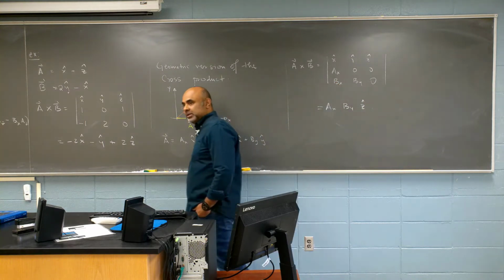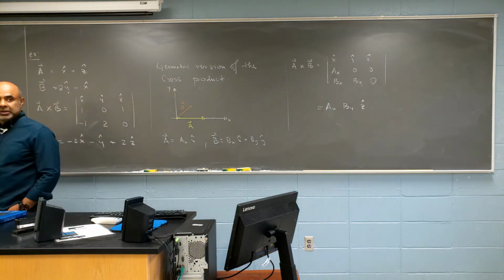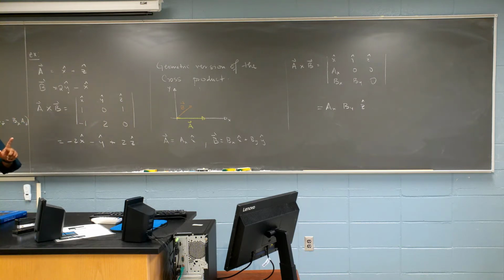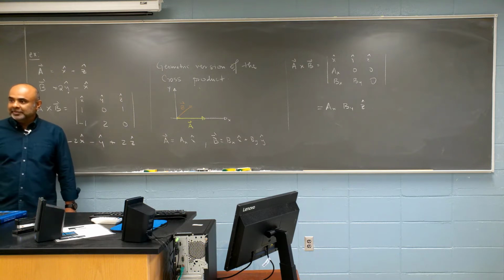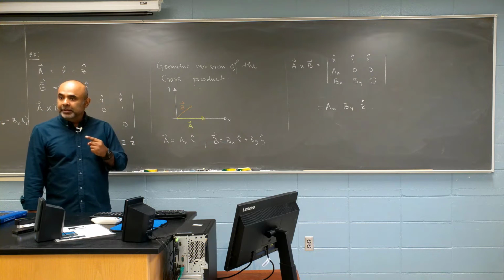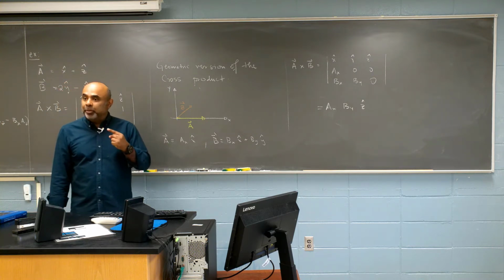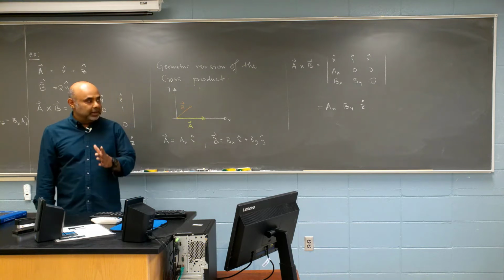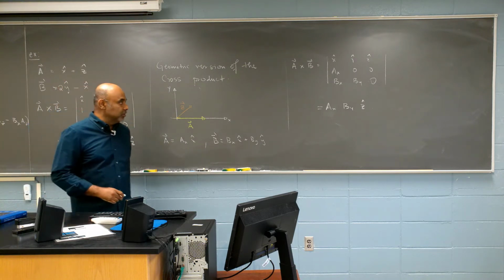There are a couple of things to be understood from this geometric picture. First of all, A and B are in the XY plane. The cross product is perpendicular to that plane. You may already know this. So A cross B will always be perpendicular to both A and B. I'll give you another geometric picture as well.